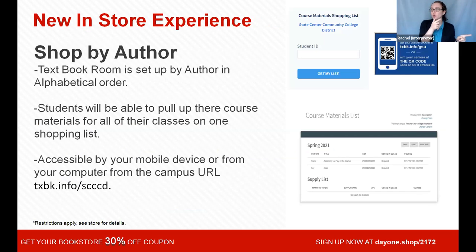A couple new things if you're coming on campus, just to make yourself aware and to prep a little bit. We've reset our textbook area to shop by author. Prior, it was set by section number, so it was a little difficult to maneuver. You needed to be familiar with abbreviations of courses and divisions. Then within that, you had to find your section number, so it was a little tough unless you worked here and were familiar with it. Now we have it set up by author, in alphabetical order.